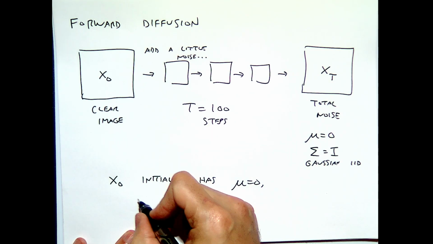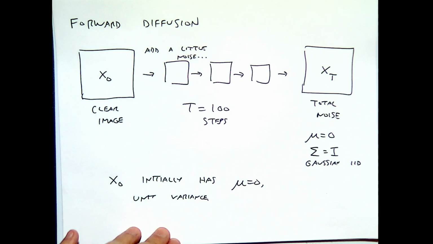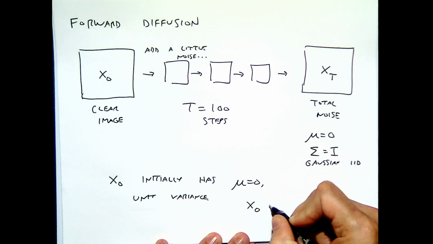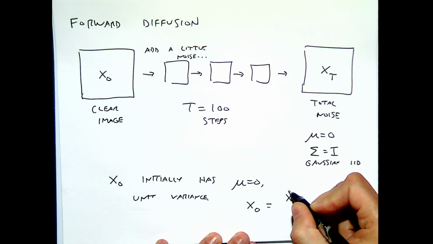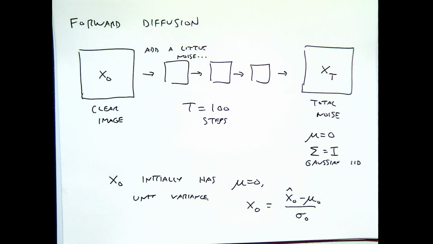So if we initially scale the input so that, if my original image is x0 hat, I subtract off the mean and I divide by the standard deviation, right? So let's just suppose we're dealing with a signal right now, not an image, okay? So what I could do is take whatever my original signal is and make it zero mean unit variance. Now, let's just be clear that that input signal x0 is not Gaussian, right? It's got its own distribution, right?